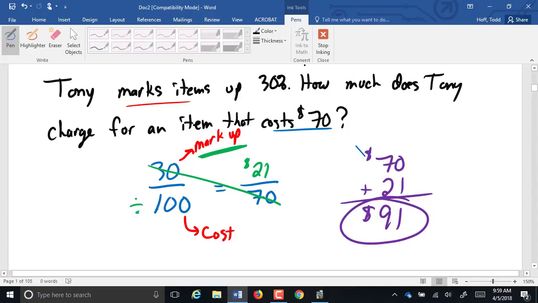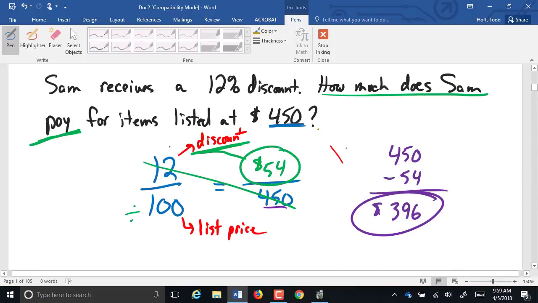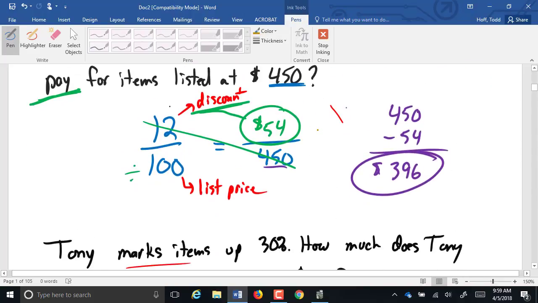Now, these last two problems are examples of percent increase and percent decrease problems. If I go up here, this was a percent decrease problem.